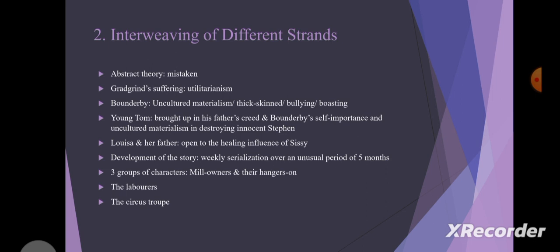At that time, interweaving of the three groups of character, namely the mill owners and their hangers on, the laborers and the circus troupe, is adapted to serial presentation, progressing from crisis in one to crisis in the other, but unified by the overshadowing mass of Coketown itself. I'm repeating that there were three different character groups. Number one was the mill owners and their hangers on, and the third one was the laborers.